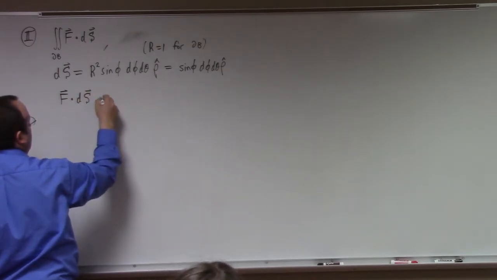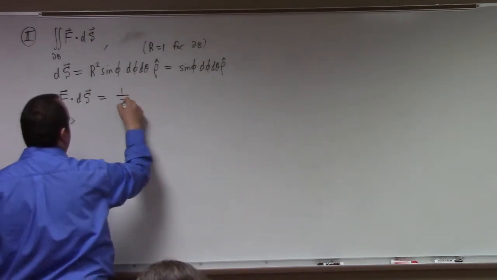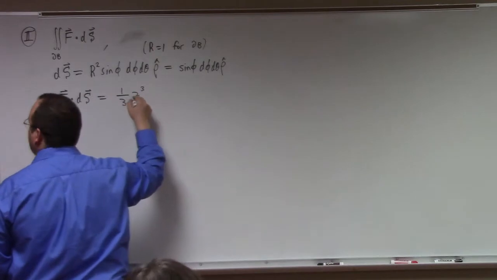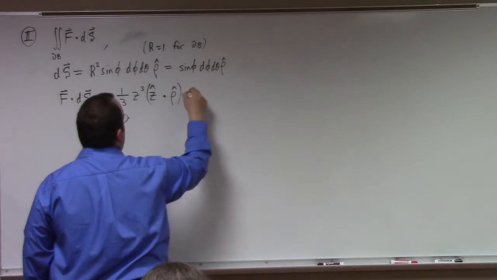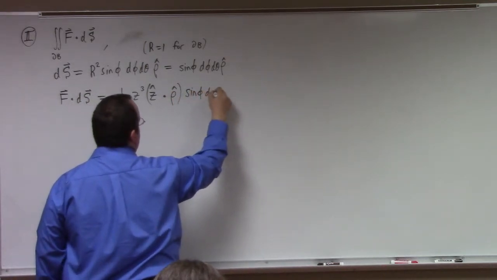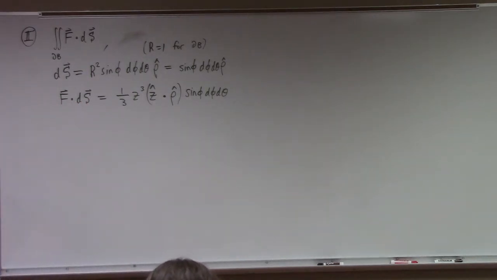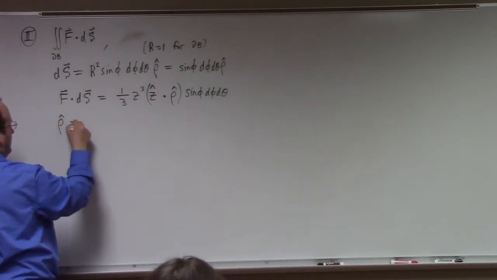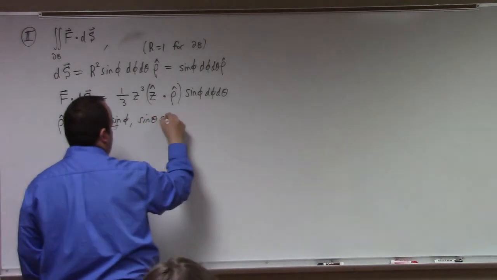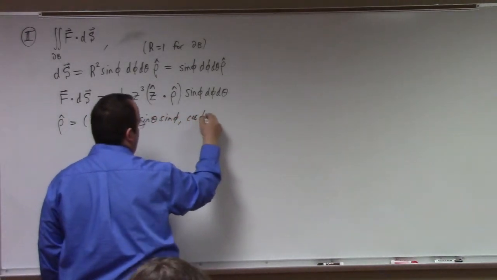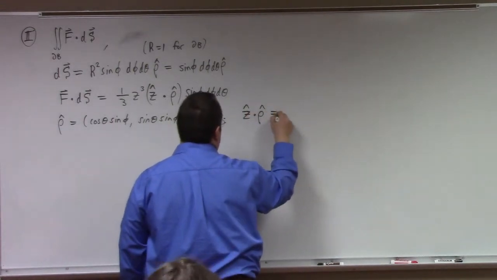Okay, and then the question is, what does F dot dS actually look like before I do the integration? What we're really looking at is just 1/3 z cubed z hat dot rho hat, and then I still have my sine phi d theta. So what's z hat dot rho hat? Well, remember rho hat is cosine theta sine phi, sine theta sine phi, cosine phi. So therefore, z hat dot rho hat is nothing more than cosine phi.